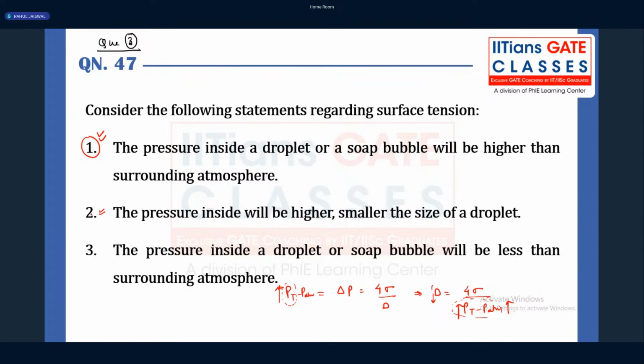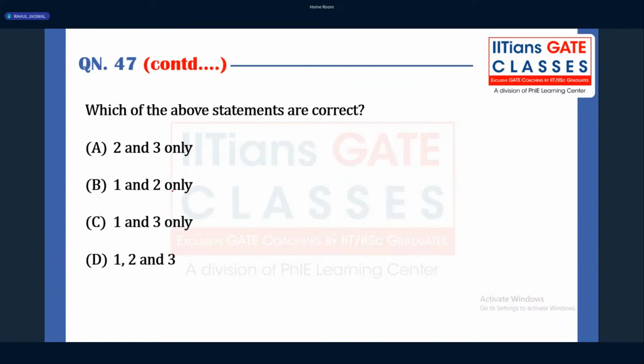What about the third statement? Third statement, they have mentioned the pressure inside the droplet or a soap bubble will be less than the surrounding atmosphere. No, it is not correct. It will collapse if it is like that. Then which of the following statements are correct? B, 1 and 2. Everybody getting my point?